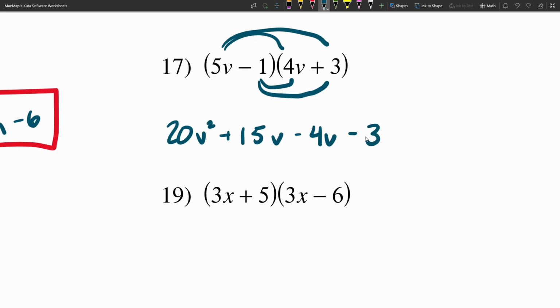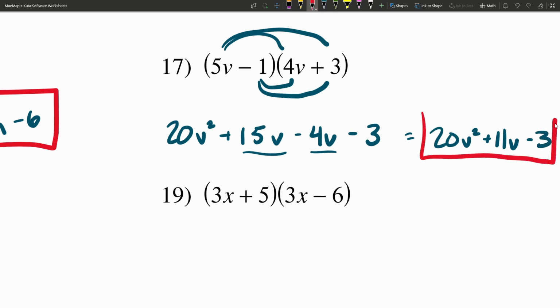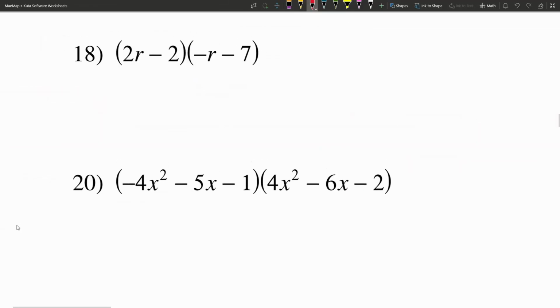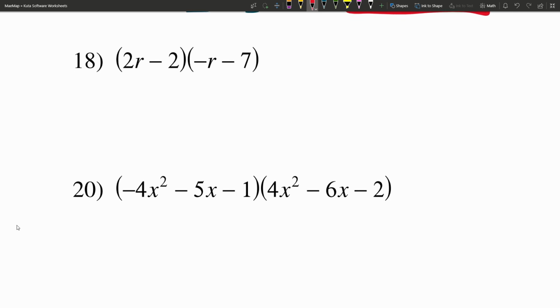So subtracting 3. Now combining 15v with 4v, that 4 is subtracted, so that's going to combine together to give us 11v. So this simplifies down to 20v squared plus 11v minus 3. For number 18, we're still working with binomials.